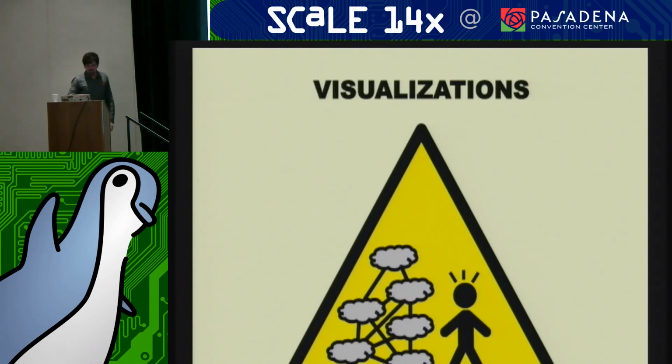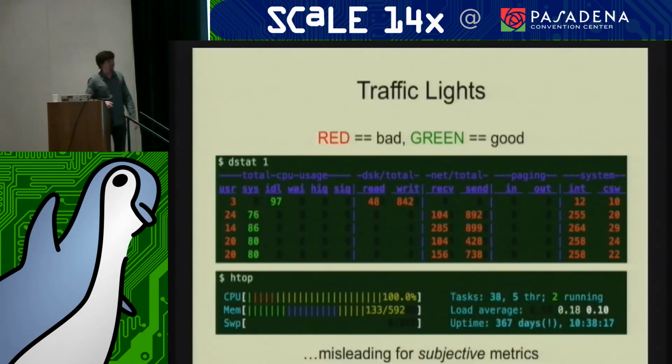Speaking of misleading things, visualizations can be misleading as well. And if you've seen my talks before, you know I'm not a big fan of traffic lights, people putting red and green colors in things. And so in Linux, we've got dstat and htop. And I like those tools. The tools are innovative in all sorts of different ways. Personally, not a big fan of the colors. If you like to use the colors and you find them useful, that's good.